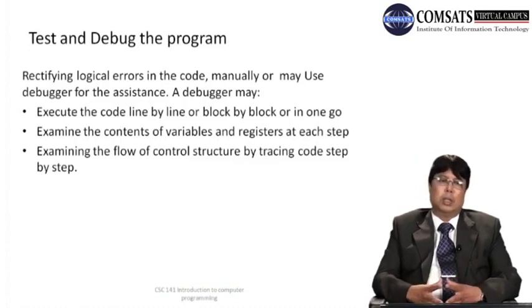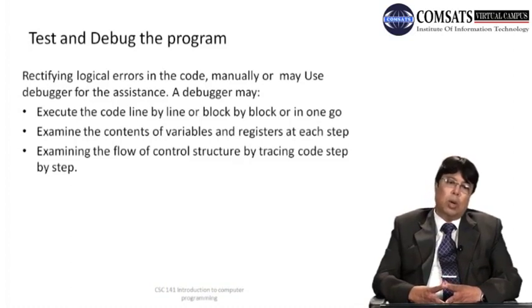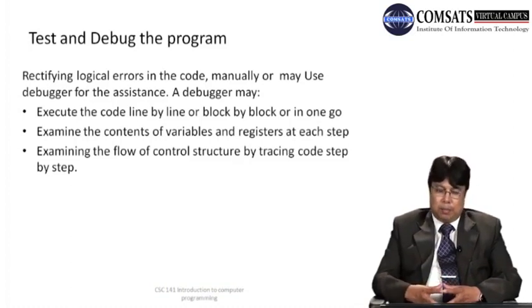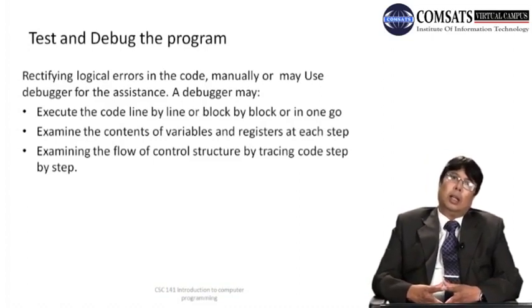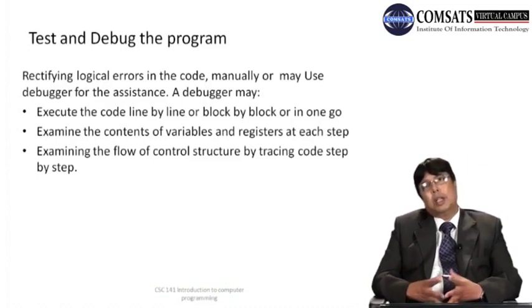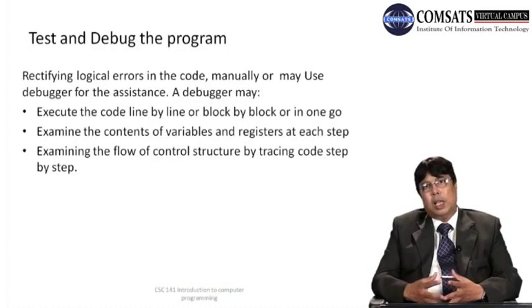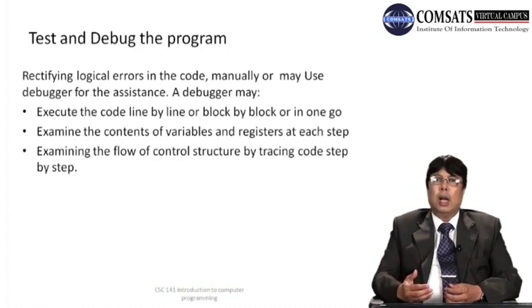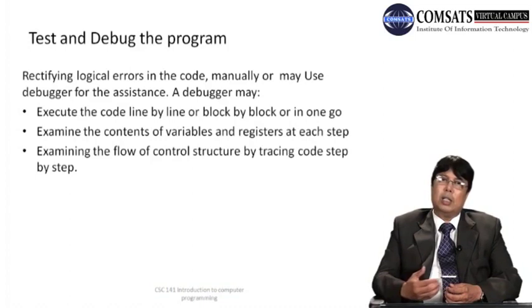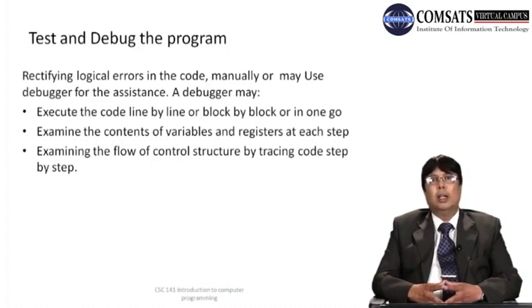The debugger provides you a lot of facilities. You can execute the code line by line, step by step, or maybe in one go. And after executing each line, the debugger lets you view the contents of registers, memory locations, CPU registers. So you can see what the input was, and after the execution of the instruction, what the output is. In this way, you can find out any logical error that might exist in your code.